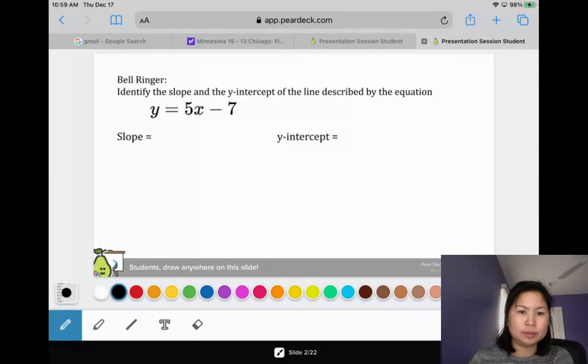Looks good. For those who started it, looks really good. That's perfect. Seeing that you got the slope and the y-intercept. Seeing that you got it. Thank you.